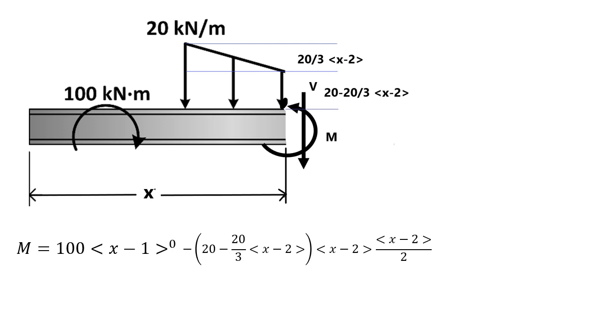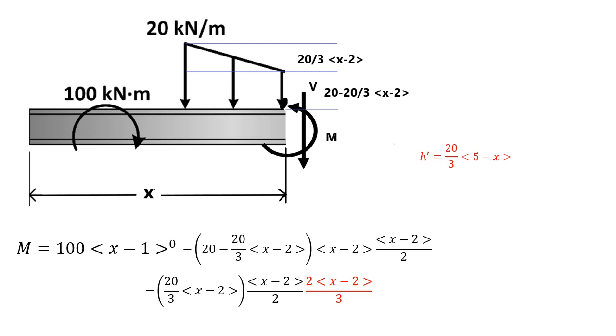And then the base is x minus 2, and you have to multiply it by the moment arm x minus 2 over 2. And then for the triangular part, the height is 20 over 3 times x minus 2, and then base x minus 2, we divide it by 2, base times height over 2. And note that if your triangle is positioned this way, the moment arm of the centroid is actually 2/3 of x minus 2 and not just x minus 2 over 3.